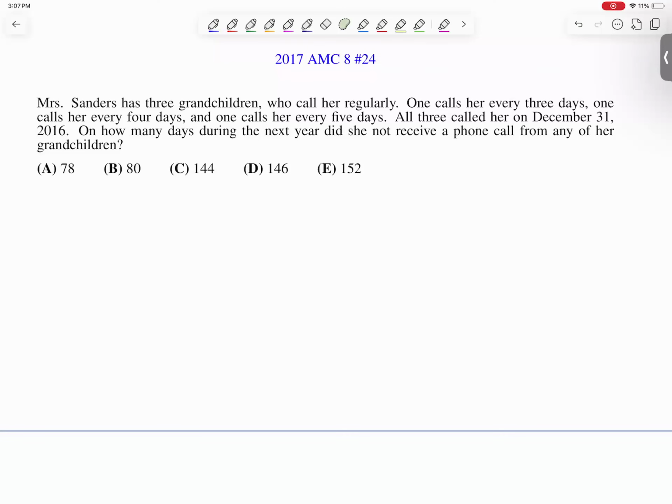Mrs. Sanders has 3 grandchildren who call her regularly. One calls her every 3 days. One calls her every 4 days. One calls her every 5 days. All three called on December 31st, 2016.